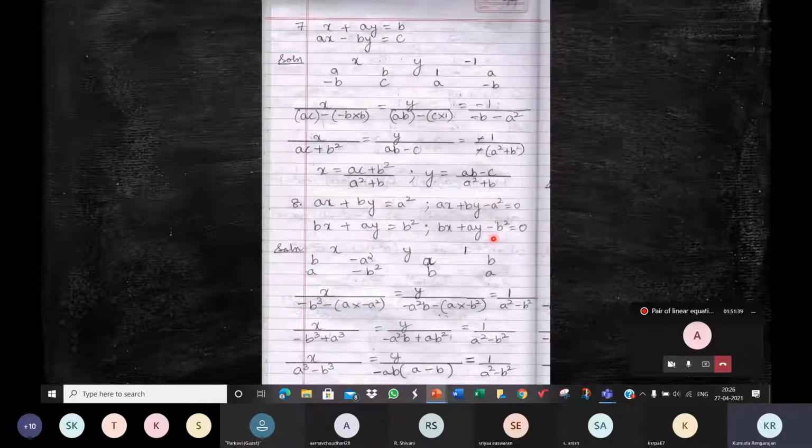Here, the equations are rewritten. These are the given equations. So we rewrite the equations like this. Just for a change, because we've been solving with the headings x, y, minus 1 so far. So here, just for a change, we'll take the constants also to the LHS. So this will become minus a square and this minus b square, equal to 0 like this. So we write it strictly in the standard form, all the terms on one side equal to 0.